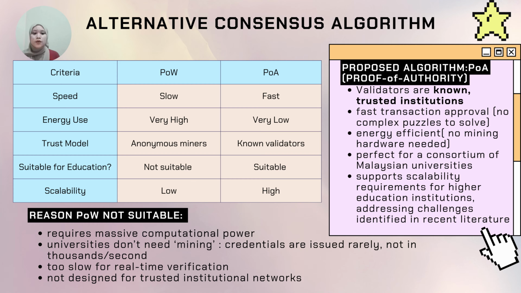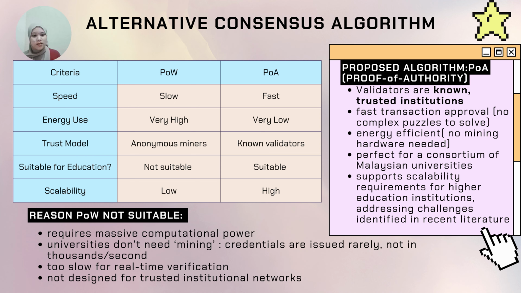Next, my proposed alternative is proof of authority, or PoA. Under PoA, only known and trusted validators are allowed to add records to the blockchain. In this context, that means universities, the Malaysian Qualifications Agency, and the Ministry of Education. These are pre-approved, accountable institutions. Transactions are fast, there is no complex puzzle to solve, it's energy efficient with no mining hardware required, and it's perfect for a consortium of Malaysian universities working together.